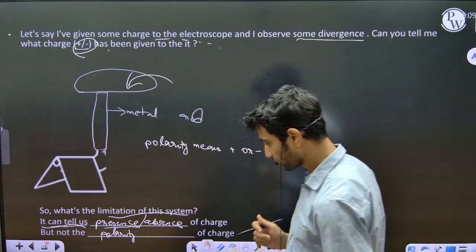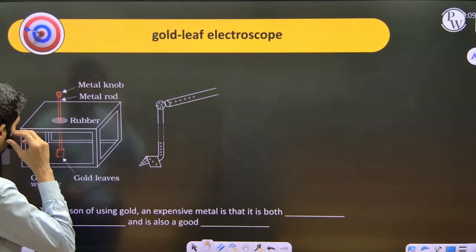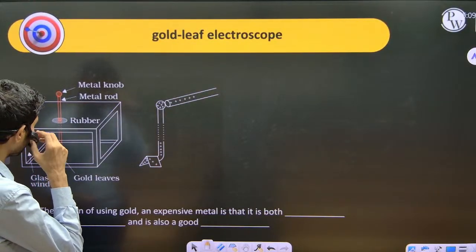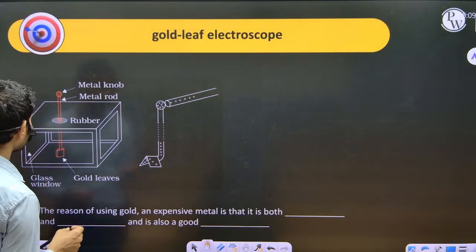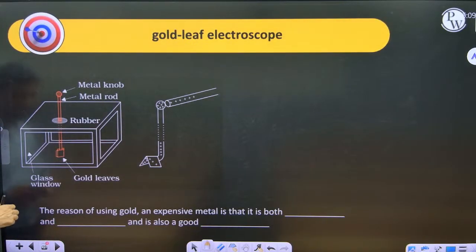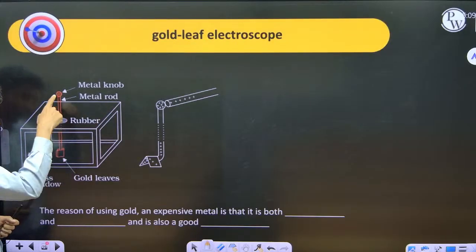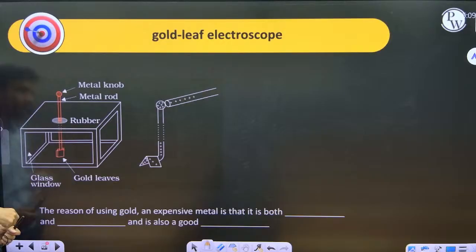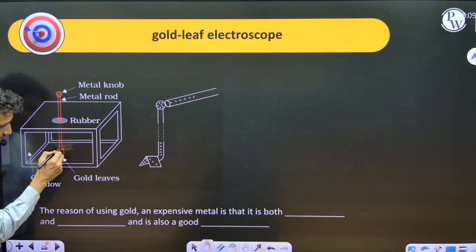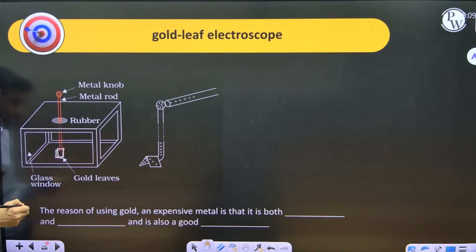Okay, so now let's go ahead and talk about the device. This device is called a gold leaf electroscope. So what is there in this device? Let us see. You can see that there is a glass box, and inside that is a metal rod. And attached to the metal rod are our sheets, as you can see. Two sheets are attached to it.